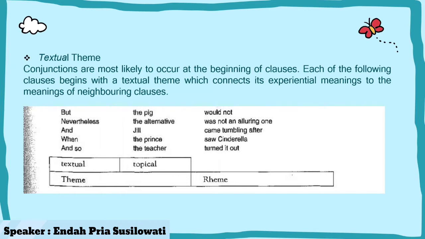For the second, textual dim, conjunctions are most likely to occur at the beginning of clauses. Each of the following clauses begins with a textual dim which connects this experiential meaning to the meanings of neighboring clauses. Textual dim: conjunction, remember, but, nevertheless, and, when, and so.